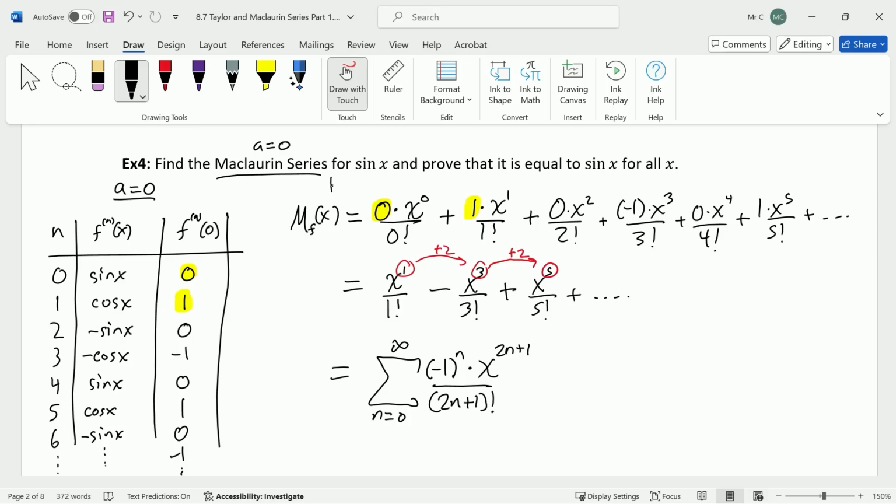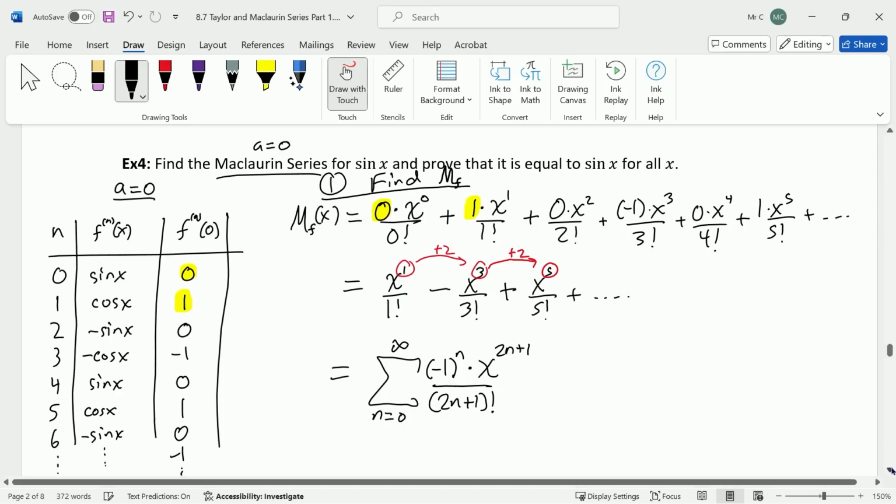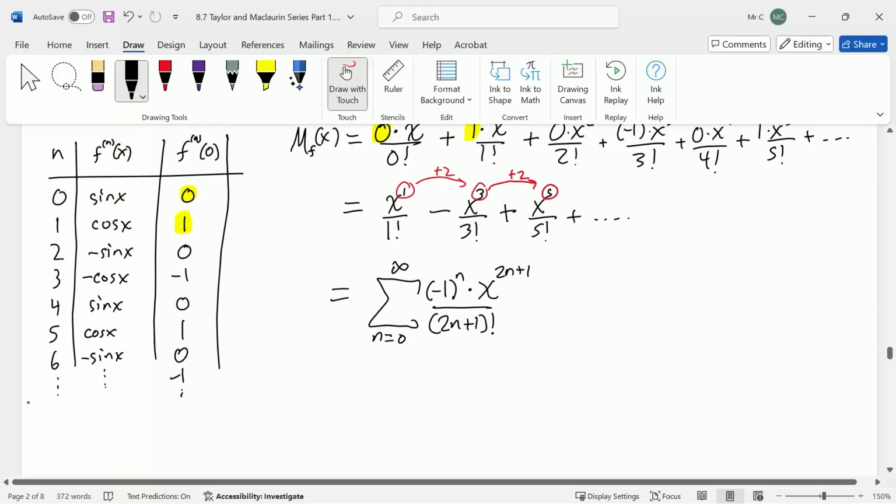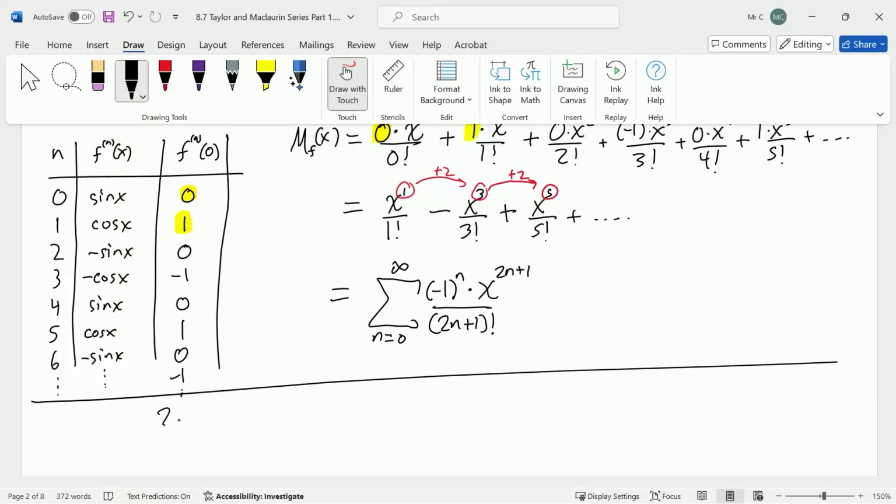So this is part 1. Find the Maclaurin series. Now part 2 is show it converges. Meaning that you get values for the series everywhere. So we do our ratio test like normal.